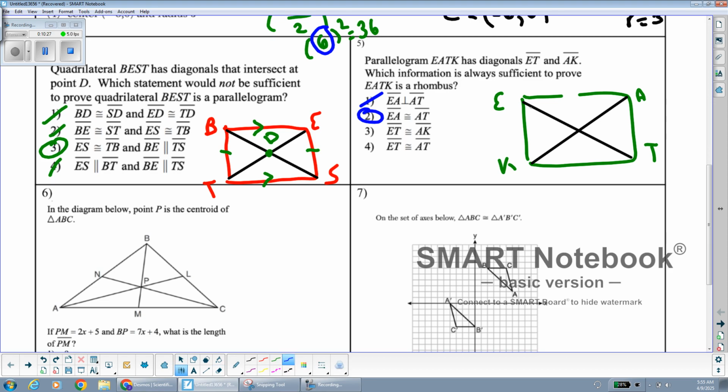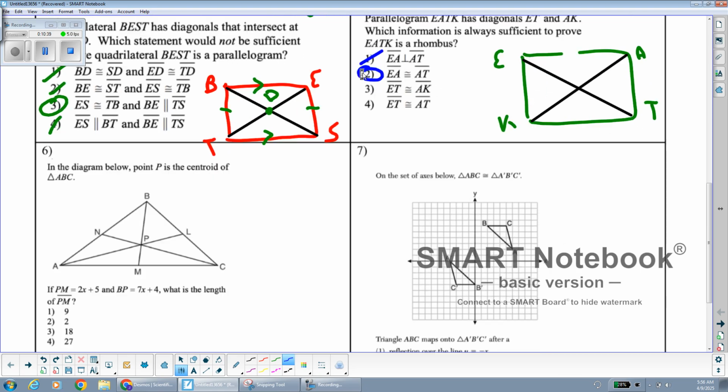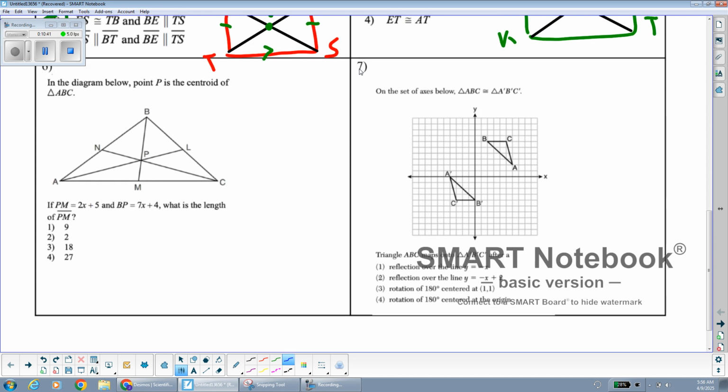ET congruent to AK. No, that's a rectangle that has congruent diagonals. And 4, ET congruent to AT. That one doesn't even make any sense. Okay. Number 6.